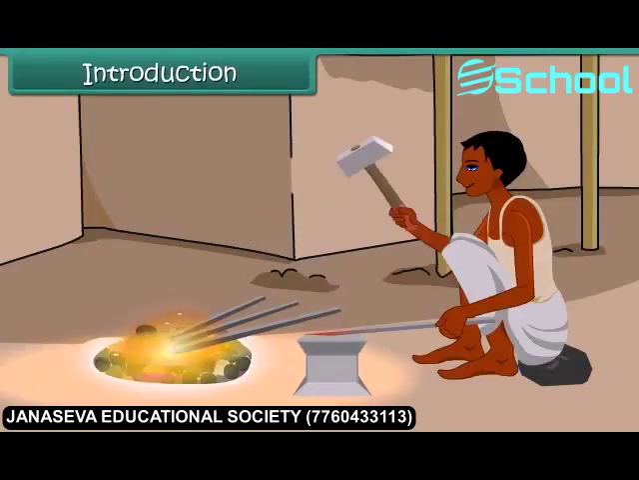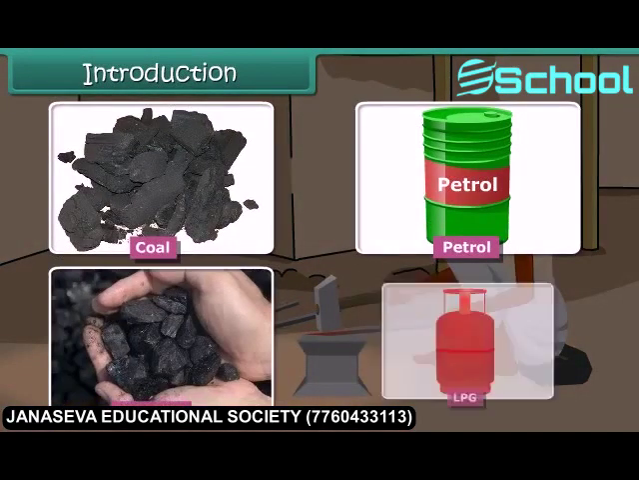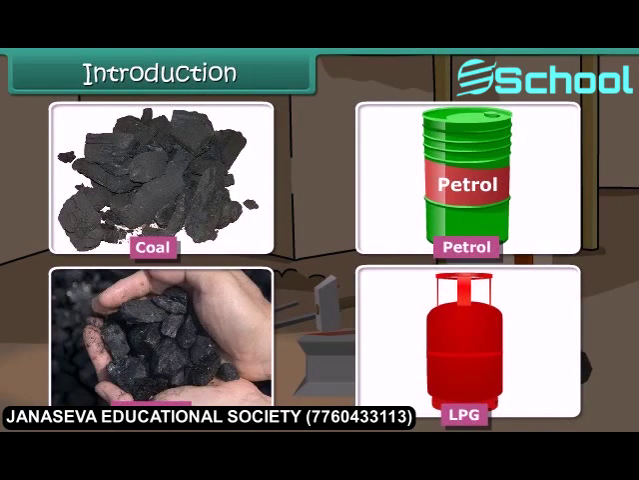The blacksmith burns coal to get hot iron which can be beaten to the desired shape. A variety of fuels is used in daily life, such as coal, petrol, charcoal, LPG, etc. Do you know which chemical process is taking place during the burning of these fuels? It is combustion. In this lesson, you will learn about combustion of fuels.